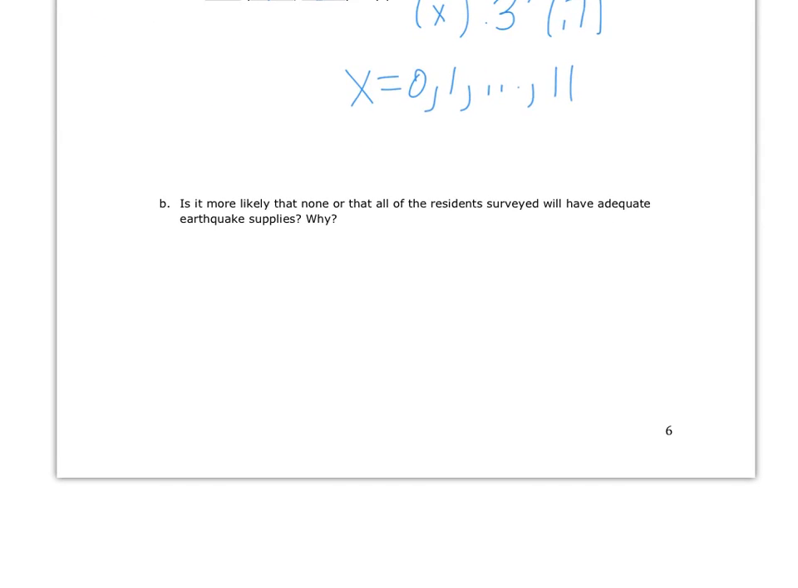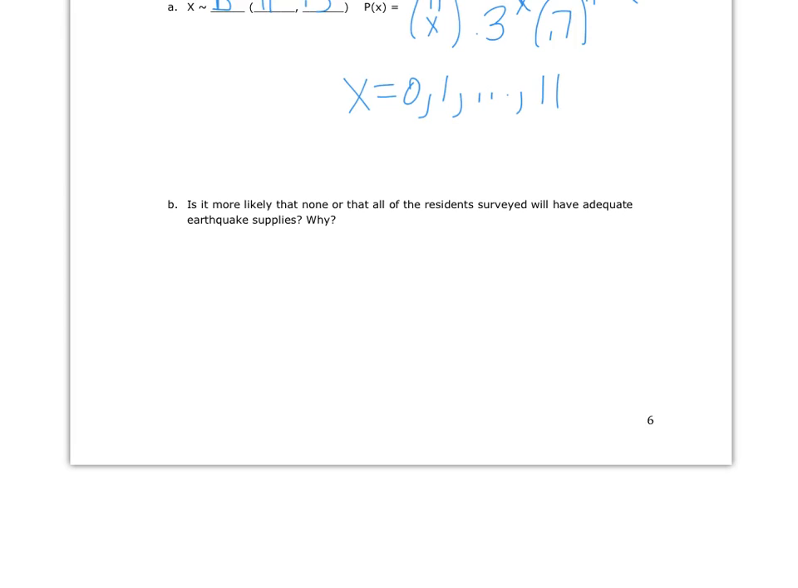Is it more likely that none or all of the residents surveyed will have adequate earthquake supplies? This is going to require us to calculate two probabilities: the probability that x is 0 and the probability that x is equal to 11. If we plug in a 0, it's going to look like this, but remember that these first two things, when we've got 0, are both equal to 1. So the only piece that's going to give us probability is that 0.7 to the 11th.